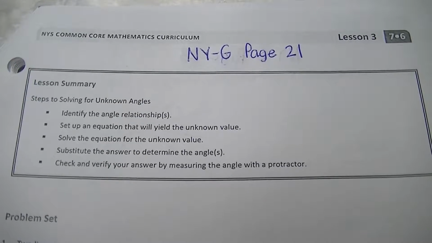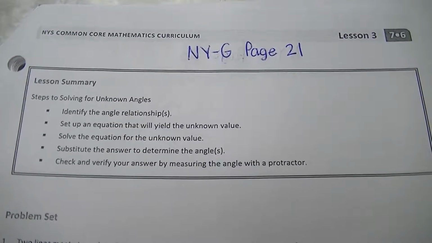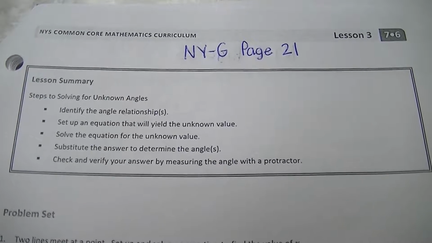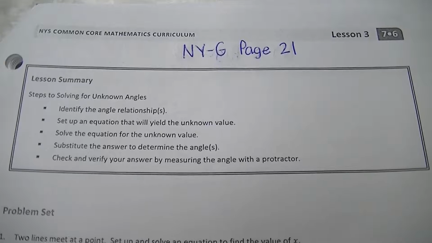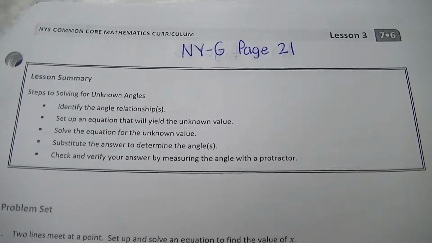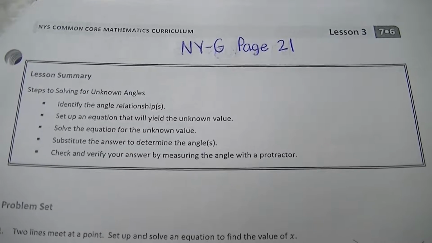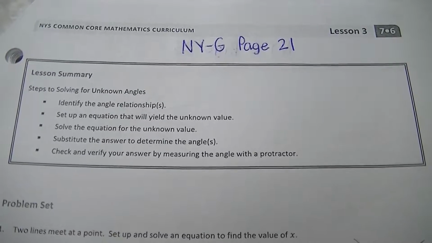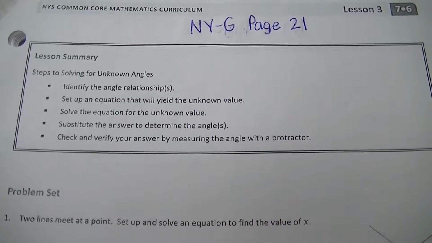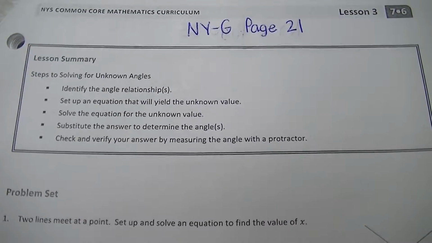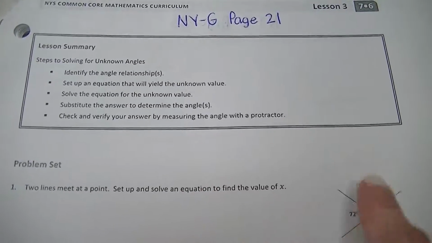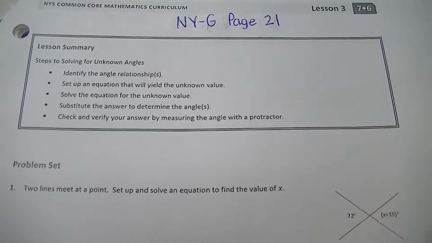Then you want to set up an equation that will give you the unknown value. So are there vertical angles on there, supplementary angles, angles on a line, angles at a point, complementary angles? Set up an equation that will help you find the things that they're asking you to find, based on what you know about those angle relationships. So you'll solve that equation for the unknown value, and then don't forget at the very end, once you get your variable, you're going to substitute it back in to find the measurement of those degrees.